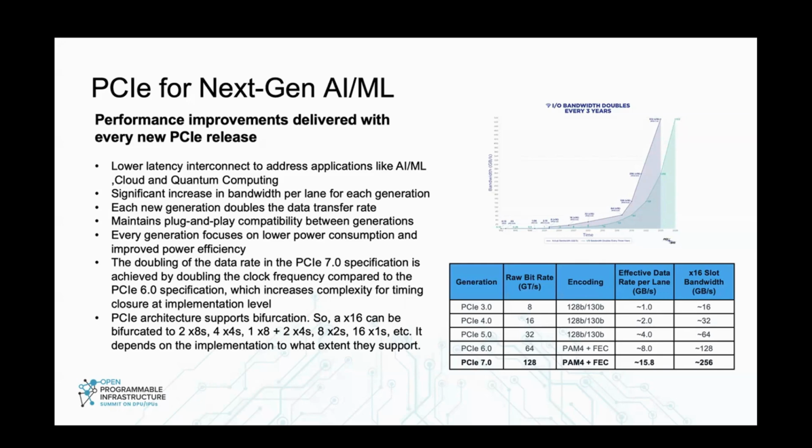Here the data transfer rate is 128, almost double the data transfer rate of PCIe 6. Comparing the X16 slot, it is 256 gigabytes per second. So it's a massive increase in the bandwidth. I would say that for every generation of PCIe release, the bandwidth is kind of doubling.